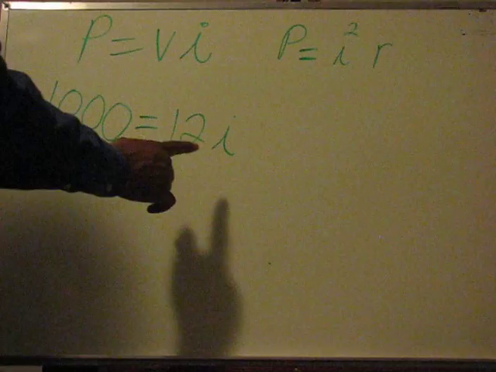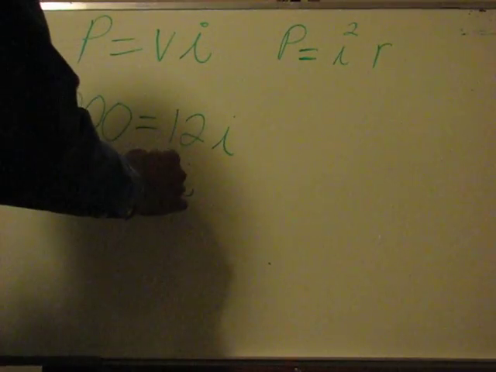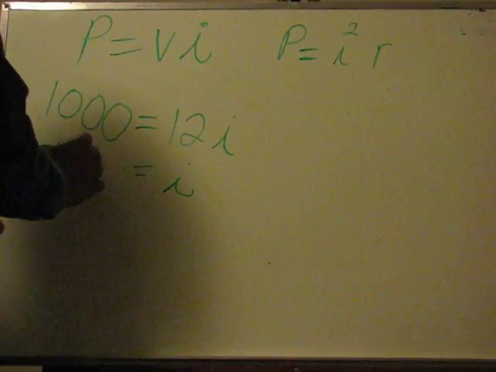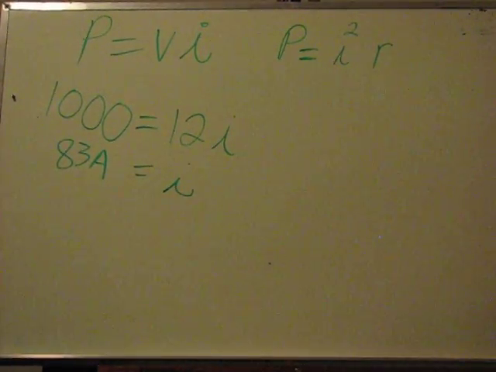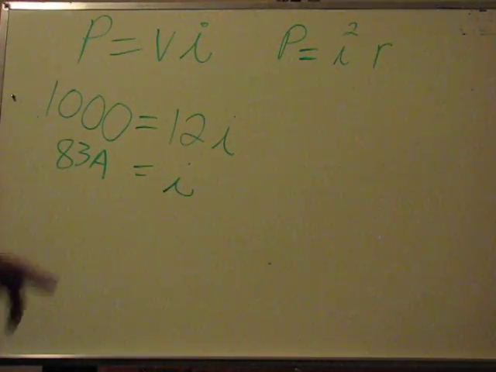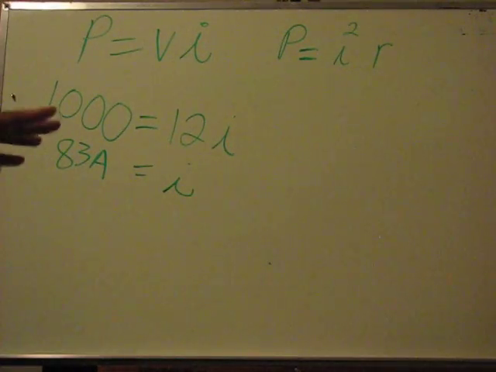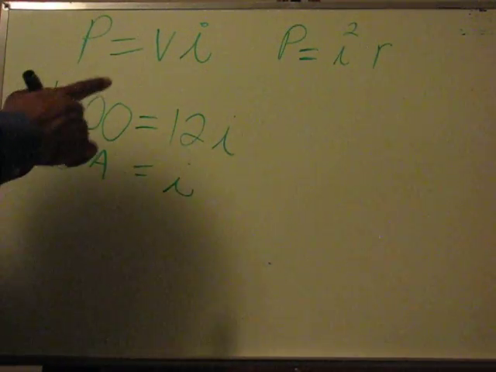Okay, so what is our current going to be in this example? Okay, our current for this one is going to be 83 amps. Okay, so the way an amplifier works is it's going to take your input current or your input power and use it to create power at the output.